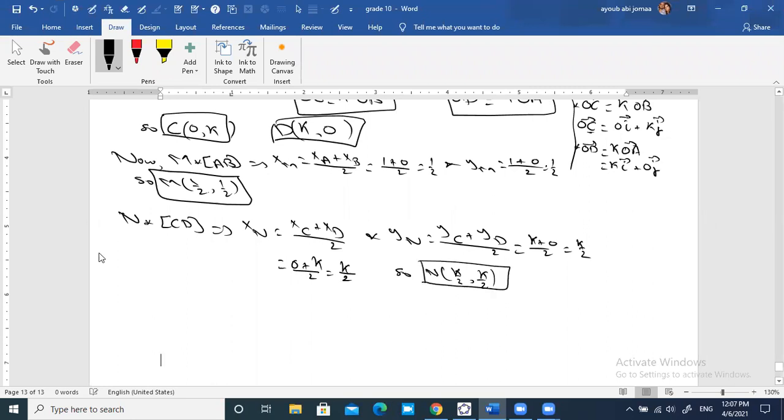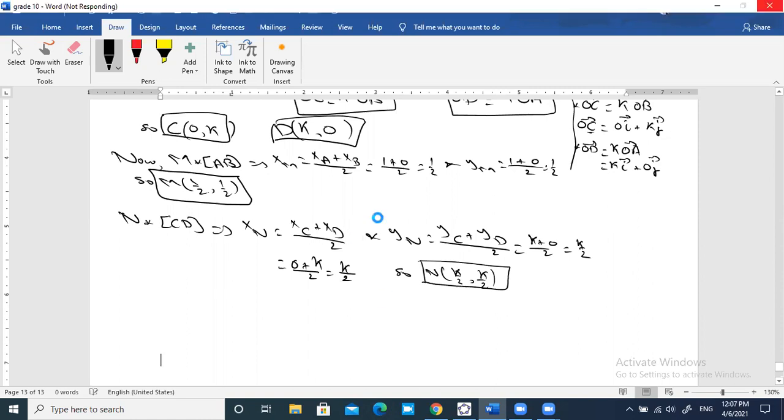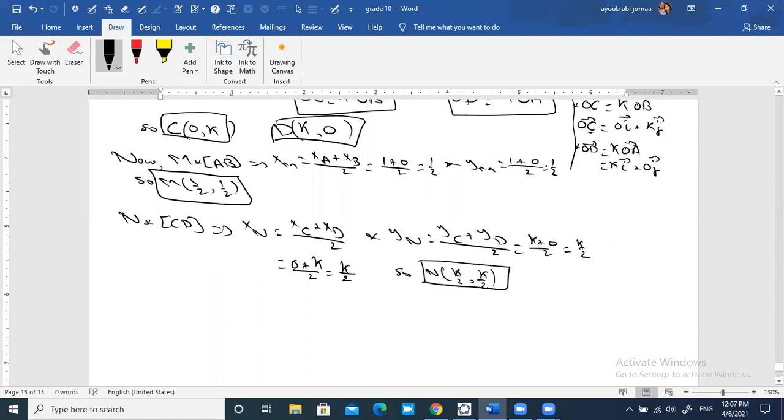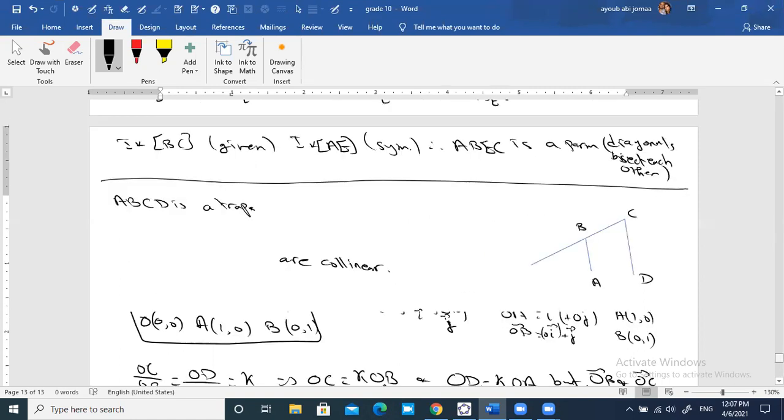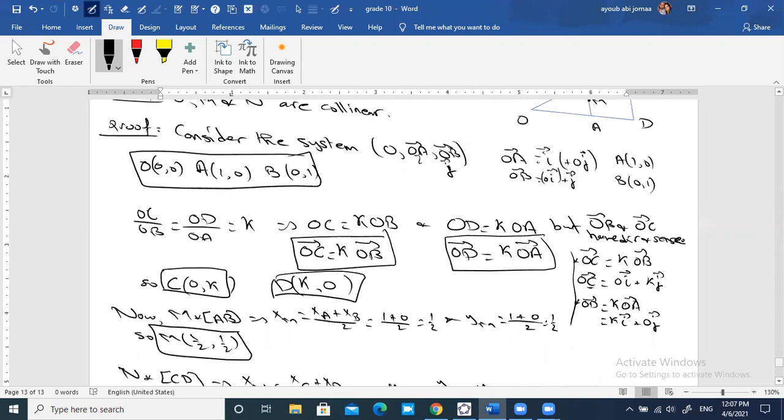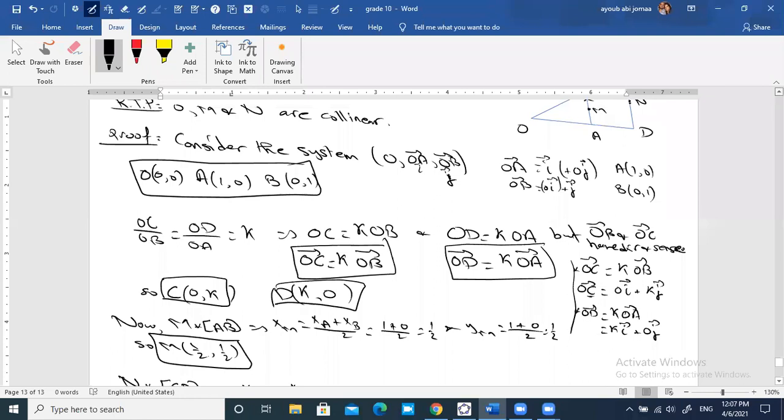Okay. Now you have the coordinates of points O, M, and N. Simply now you can determine whether the points are collinear or not. You can find the components of vectors OM and ON and determine whether the vectors have the same direction or not. Or you can apply the rule of collinearity of 3 points O, M and N.